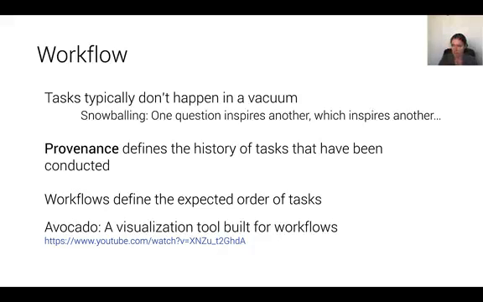This is very closely related to a concept in visualization called snowballing. Answering one question might inspire another, which inspires another and another and another, and the process of answering these questions in a particular order allows you to build deeper knowledge into your data. This is all related to an idea called provenance. Provenance defines the history of the tasks that have been conducted. So if I look at averages, and then after looking at averages, I look at things like the distribution, my assertions about distribution are influenced by the conclusions I've already drawn about the averages in my data.